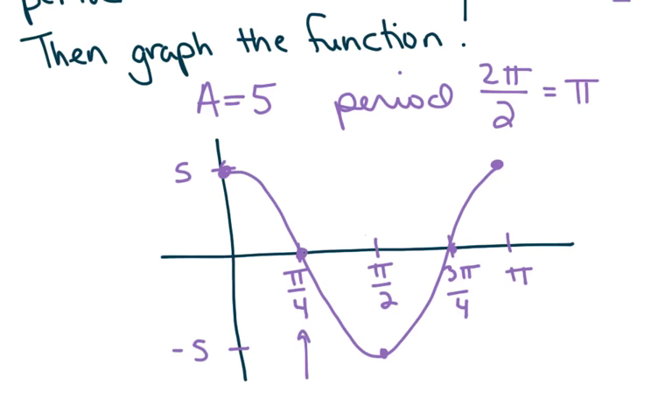This is 1 pi over 4, so the next tick mark must be 2 pi over 4. So this is 3 pi over 4, and this must be 4 pi over 4. But notice 2 of those tick marks needed to be reduced. So what we're going to do when we graph these trig functions, you only have to graph 1 period.